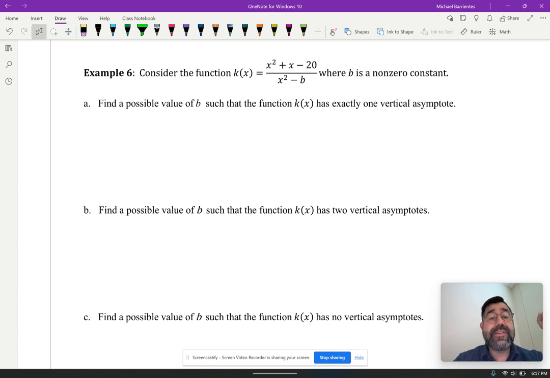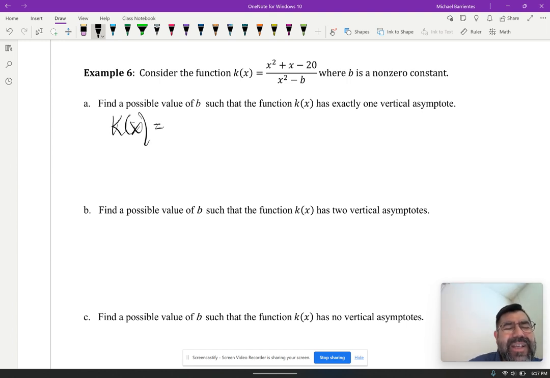Three situations. Can we find possible values of B such that the function has exactly one vertical asymptote? Well, remember, vertical asymptotes occur whenever whatever's in the denominator left over after I reduce everything, whatever makes that equal to 0. So let's start there. Can we factor and think about what could possibly reduce here?